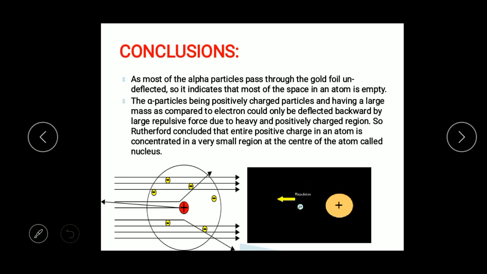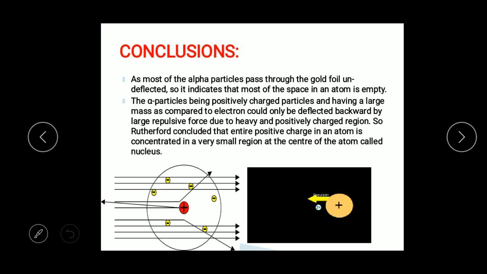The second one: as you know, the alpha particle is nothing but a helium nucleus, its charge is +2. So alpha particles are positively charged particles, and they have a large mass compared to the electron. Electrons are very light particles compared to the alpha particle, so for these alpha particles to be deflected backward, there should be some repulsive force inside the atom. That is due to the heavy and positively charged region.